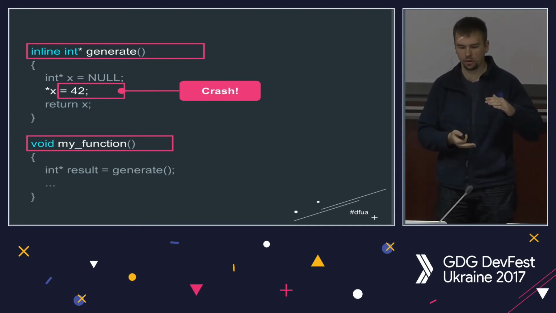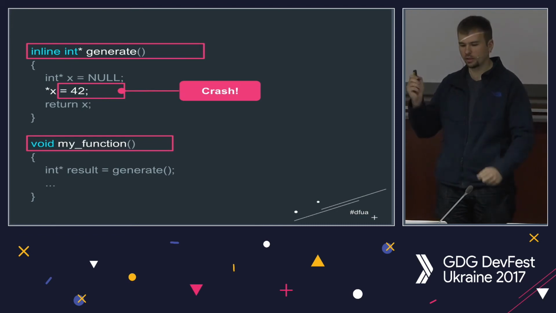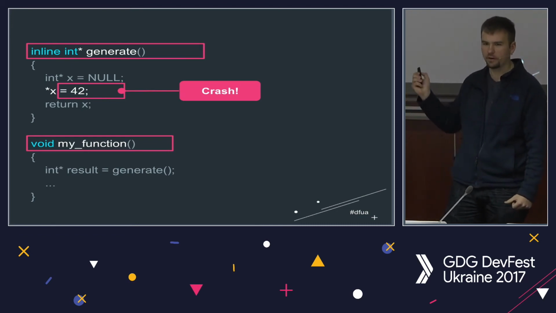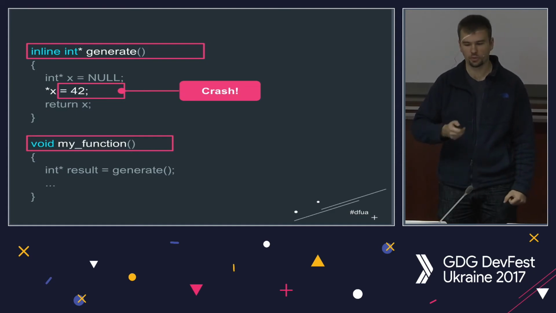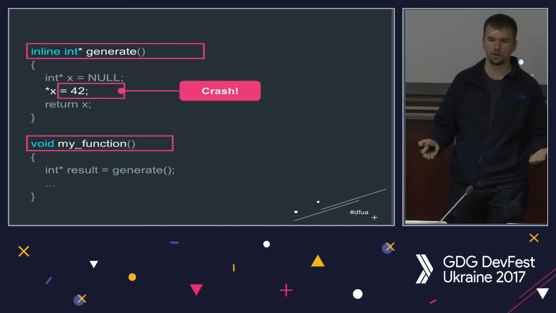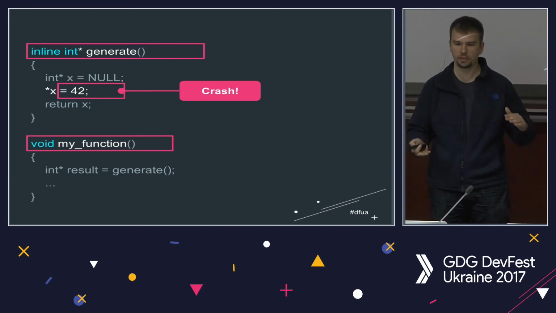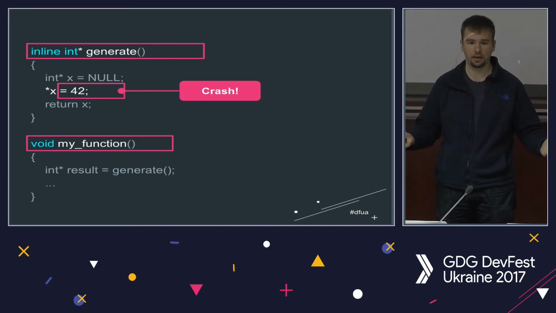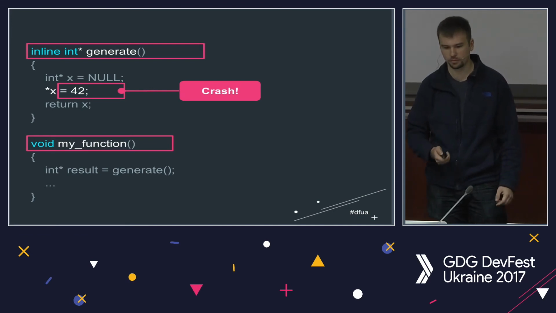In other words, in this particular example, the crash would be attributed to my function instead of generate, which is where we want it to be attributed to. It's not very robust. And if you have well-factored code, well-written code with a lot of optimizations, a lot of things get inlined. So what do we do to fix this?